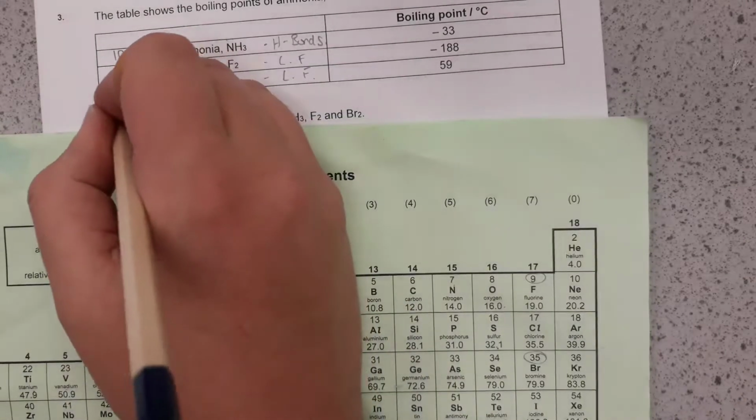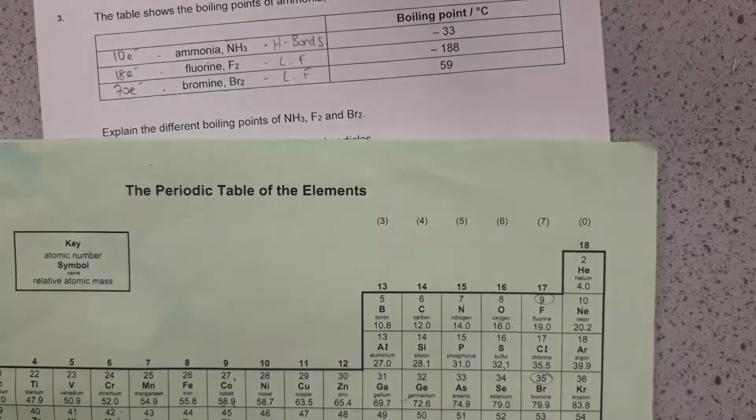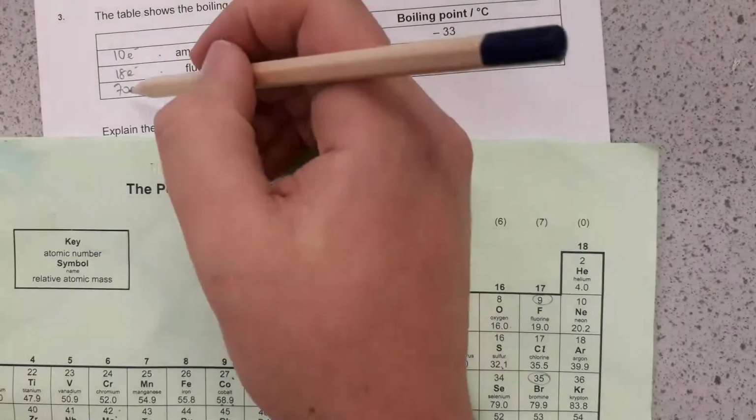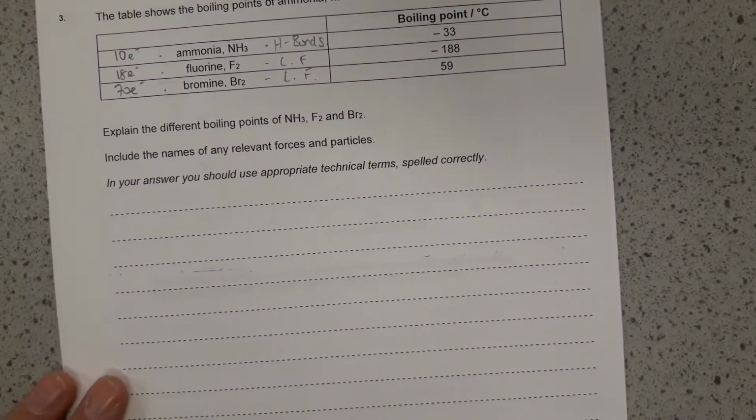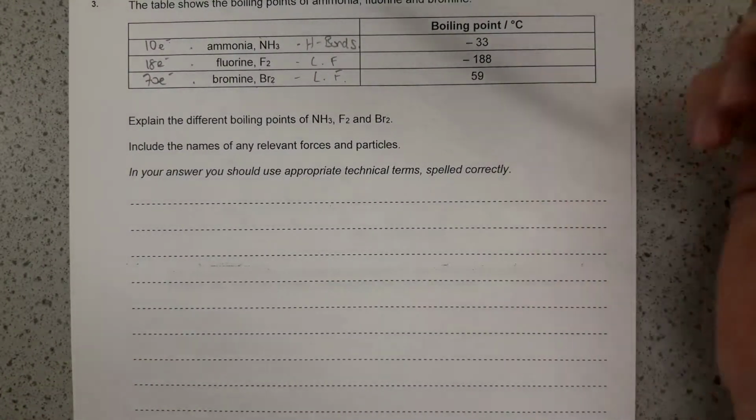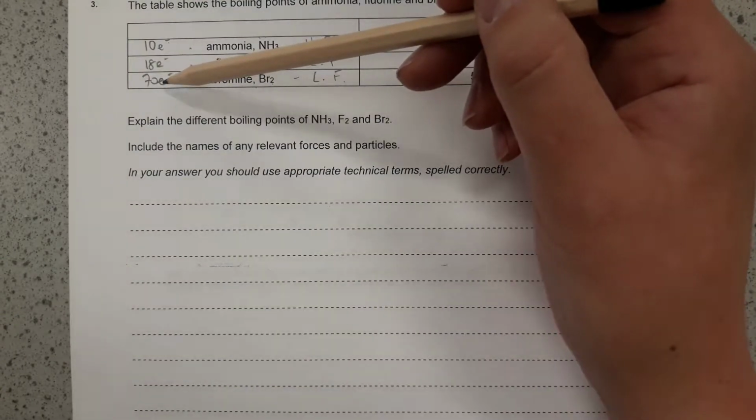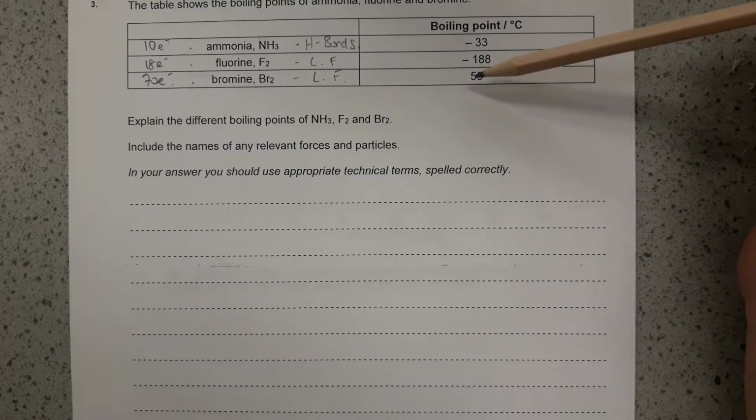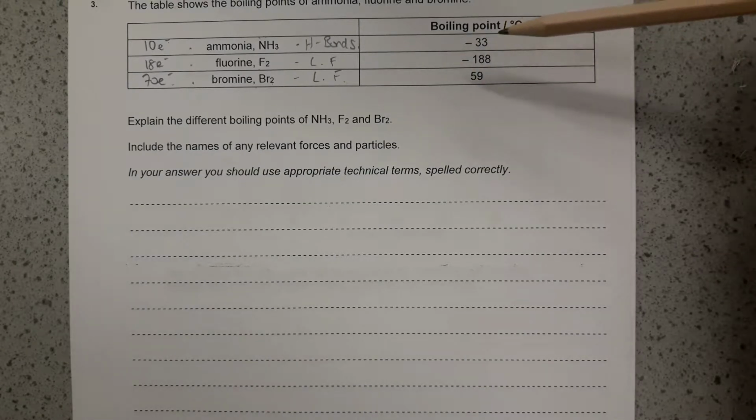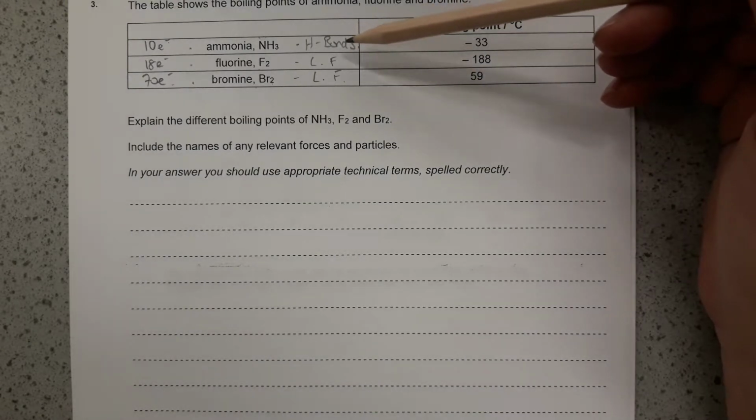That's 70 electrons in the molecule. Drastically more than the 10 that's in ammonia, and therefore the 18 in fluorine. Now, because we've got such a greater number of electrons here, that has increased the boiling point above that of ammonia, despite the fact that ammonia has got a hydrogen bond.